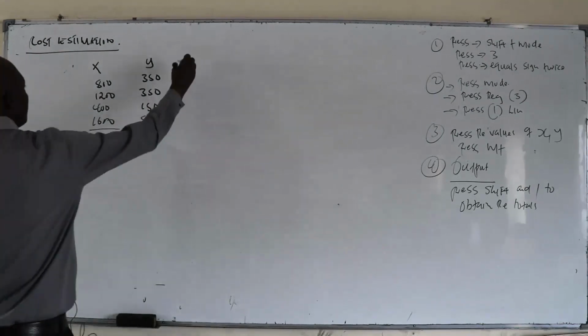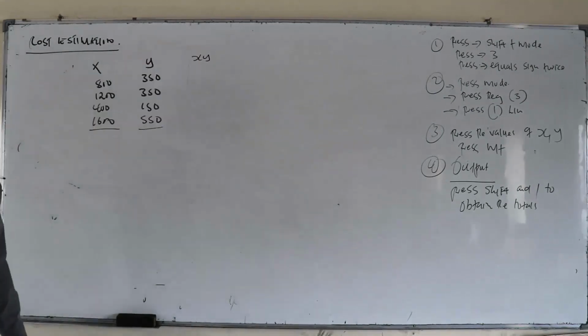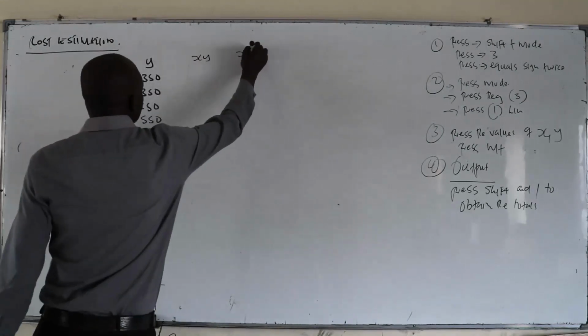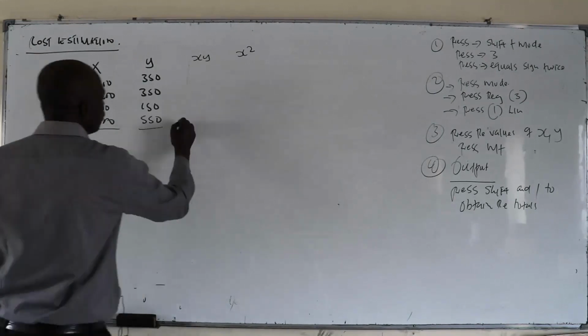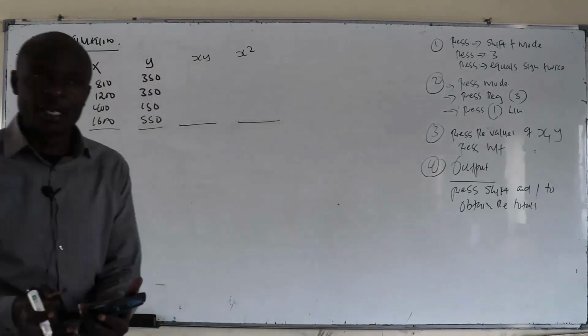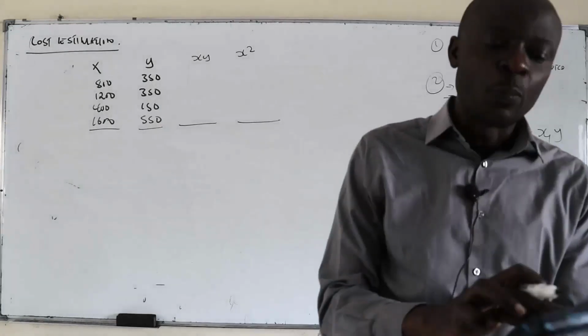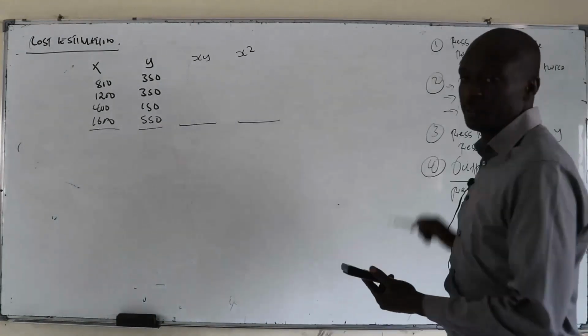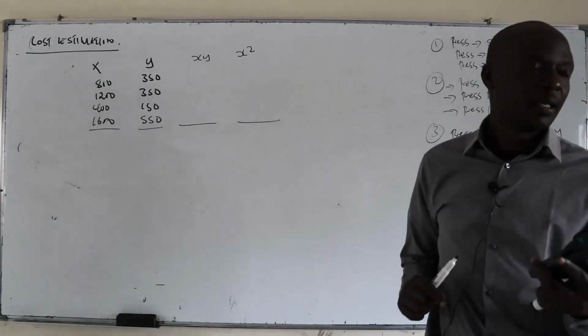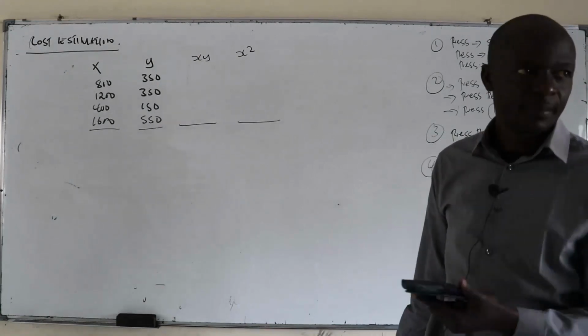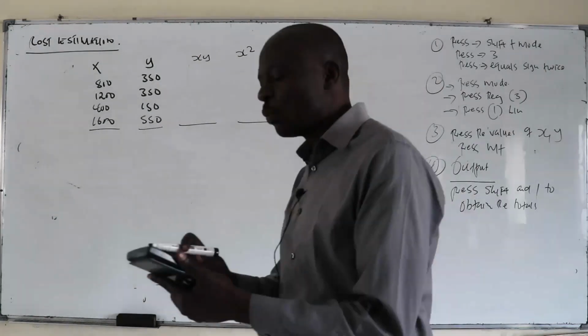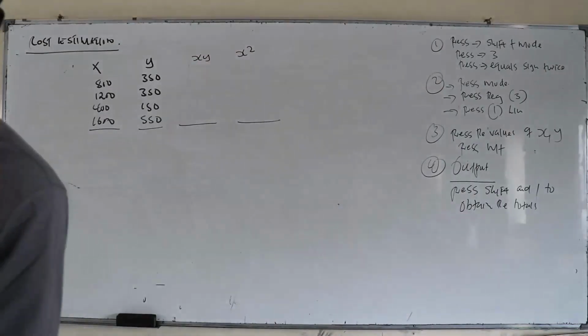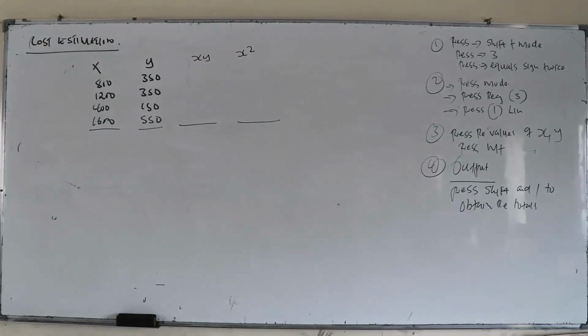So you must have the column for x and y, and then the column for x squared. The calculator is going to assist you to do that, so we want to go step by step. The first thing you do, you press shift and mode, and then you press 3, and then you press the equal sign twice. Then you press mode, then 3, that is regression. Then you press 1, linear. Now your calculator will be in linear form.